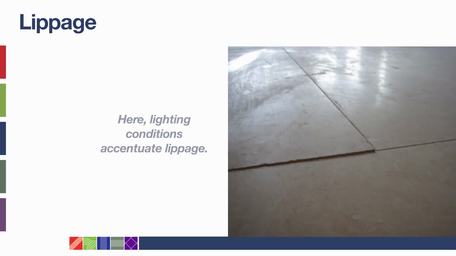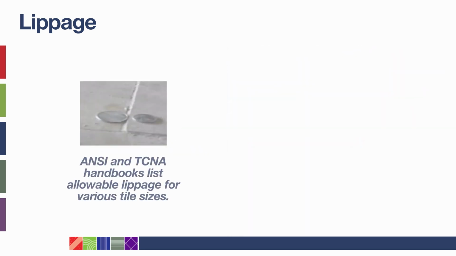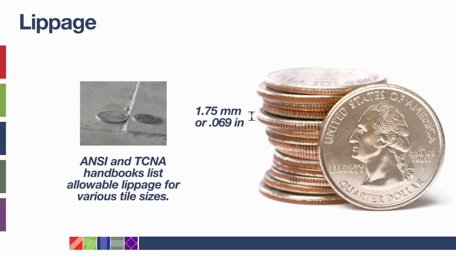Here we see lippage resulting from variation in substrate that surpasses maximum variation tolerances. The lighting conditions accentuate the lippage in this installation. In this photo, you can see that one tile is more than 1.75 millimeters, that's 0.069 inches, or the height of a quarter, higher than the tile adjacent to it. The ANSI and TCNA handbooks list allowable lippage for various tile sizes.